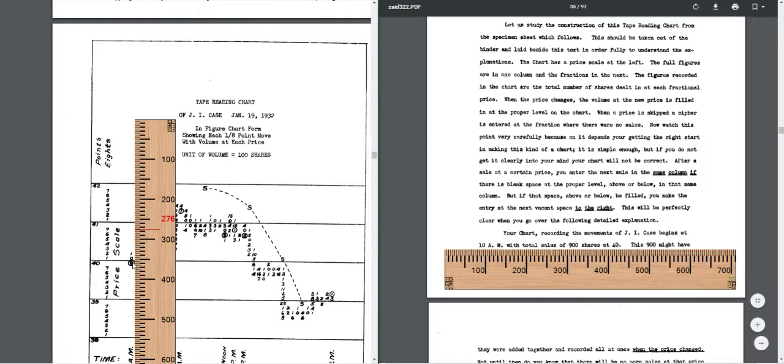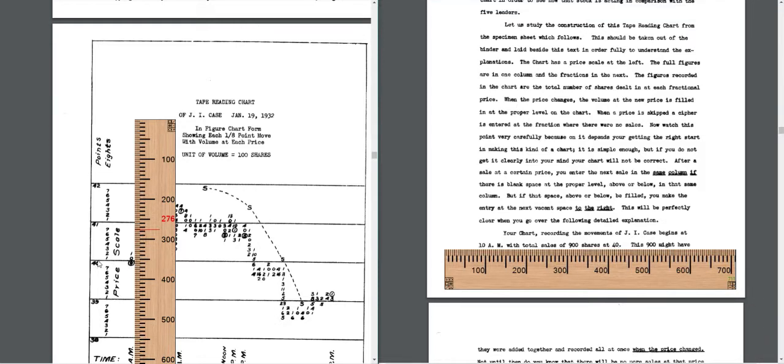So right here, 900, and the price scale is 40. It's very simple. You just put a 9 because it's in hundreds. One unit is 100 shares. So a 9 at 40 is 900 traded at 40 bucks.